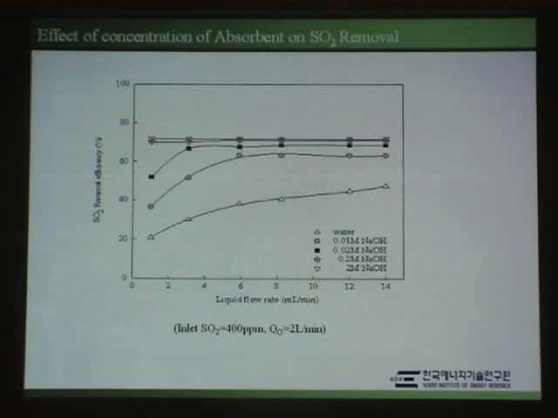Now we have studied the effect of concentration. We have selected NaOH as the absorbent and increased the concentration from 0.01 to 2 molar. And of course, there was an increase in the SO2 removal efficiency with the increase in concentration. From this figure, it is very easy to determine the optimum liquid flow rate and the optimum concentration to be used for the SO2 removal.